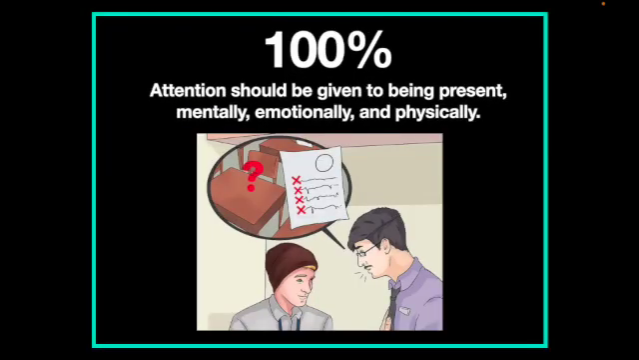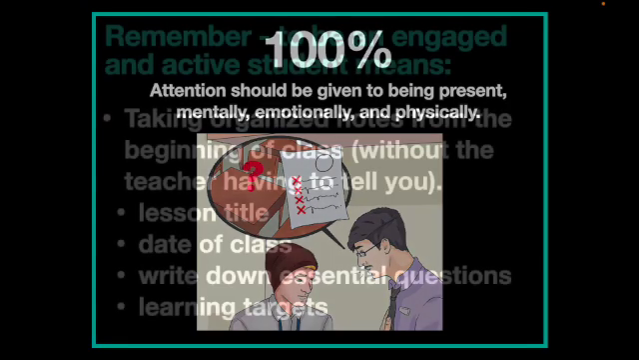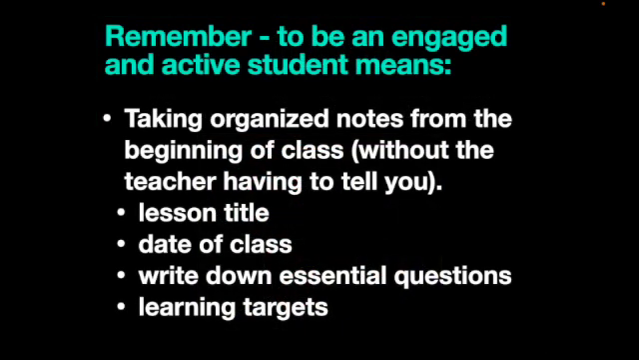100% of your attention in class should be given to being present mentally, emotionally, and physically. So remember, to be an engaged and active student means taking organized notes from the beginning of class without the teacher having to tell you, with your lesson title, date of class, and writing down essential questions, or if there aren't essential questions, learning targets.